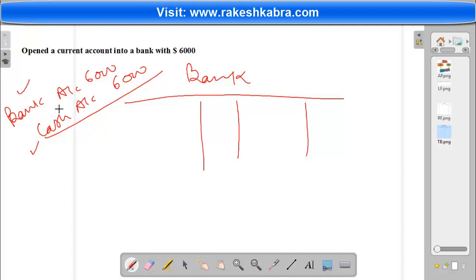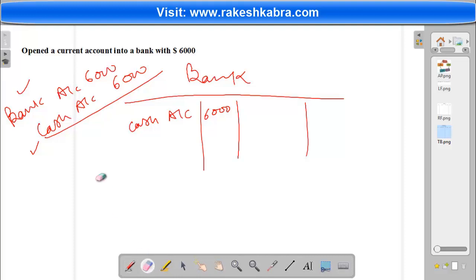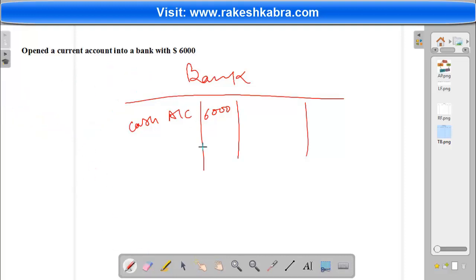Okay, now see, this entry will be posted on which side of the bank account? In the entry, bank account is debited, isn't it? So in the bank account, this entry will be posted on the debit side. Bank account debited, that's why on the debit side first I will write the amount 6,000 and then I will write the name of the opposite account, cash account. Okay, now tell me, bank account is showing which balance? Bank account is showing debit balance, and this debit balance is known as what? Bank balance. This is called bank balance, 6,000.